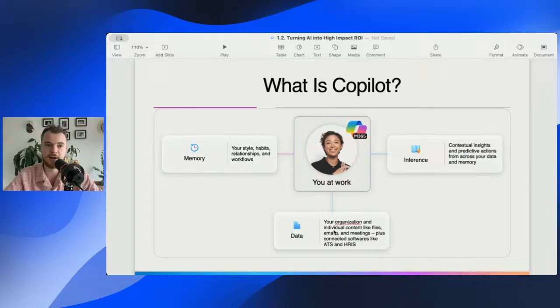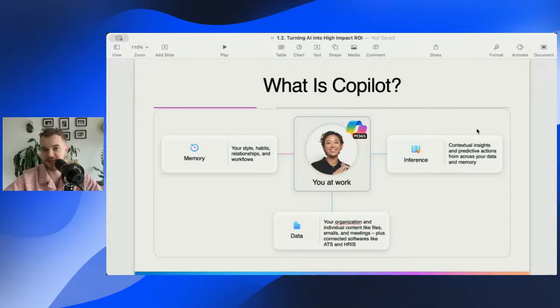I mentioned data there, so it doesn't just go into Microsoft 365, but also can go out into your ATS, HRIS, emails, and meetings to understand really what you work with and how it connects to your Microsoft group of tools. So, for example, it can go into Workday and understand who's in your ATS, when did they apply, what stage are they, and then go into your email and understand when's the last touch point you had with them.